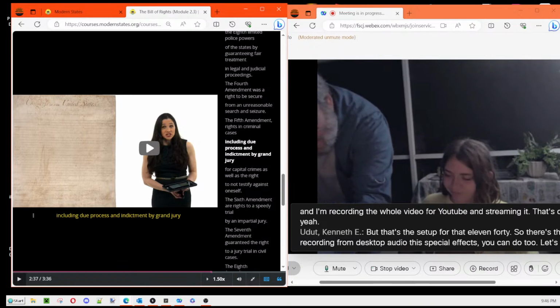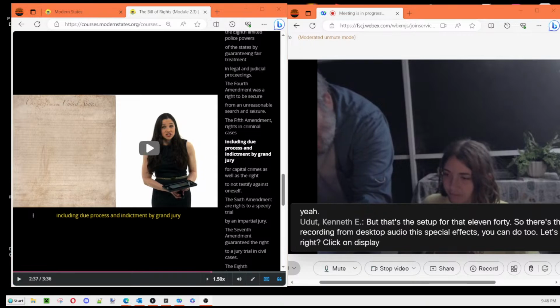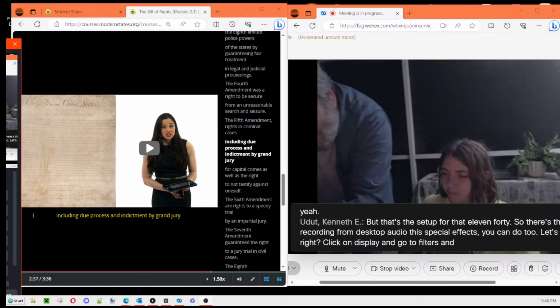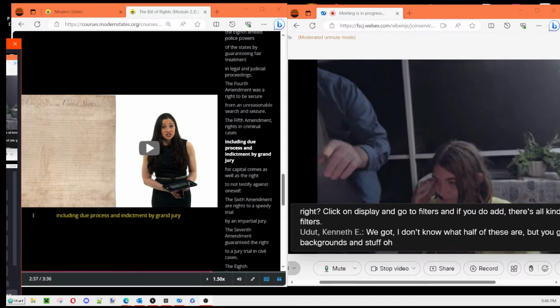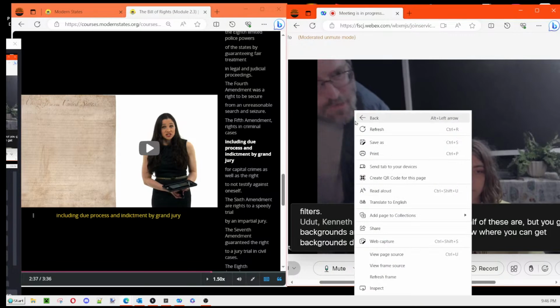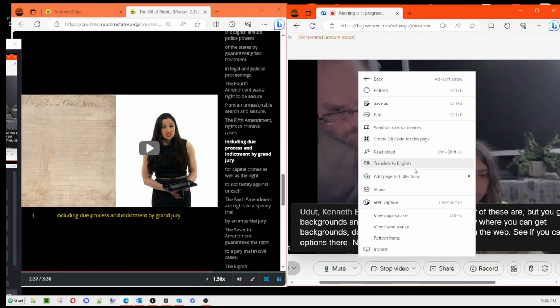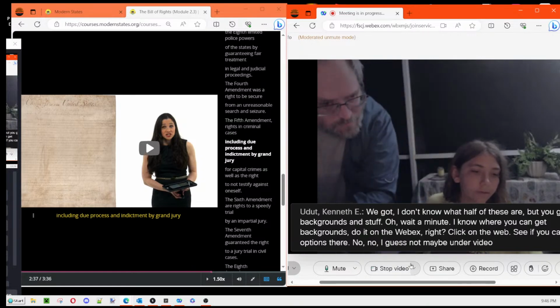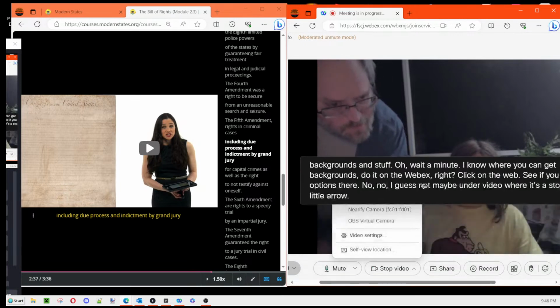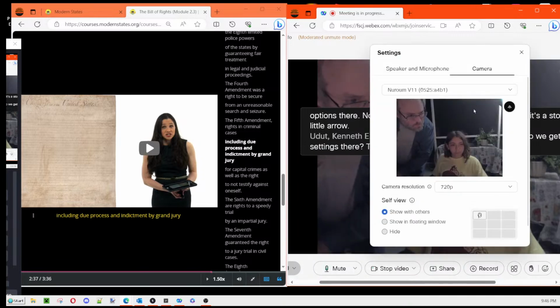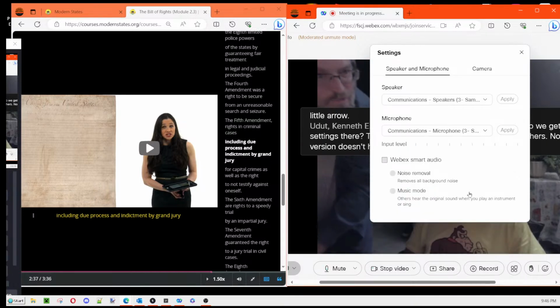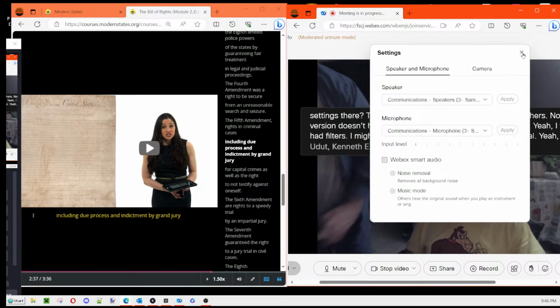Let's see, right click on display and go to filters. If you do add, there's all kinds of filters. I don't know what half of these are, but you got like backgrounds and stuff. Oh, wait a minute, I know where you can do backgrounds. Do it on the WebEx. Right click on the web. Let's see if you can get options there. No, I guess not. Maybe under video? Move the closed caption out of the way. Do we get video settings? There they are. There should be filters and stuff. No, that version doesn't have filters. Never mind. Speaker and microphone. I thought it had filters. I might be thinking of Zoom. Noise removal. Do I have it turned on? Oh, no, I don't. But yeah, noise removal works.